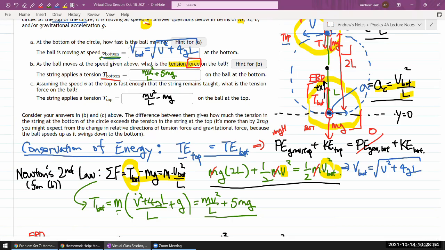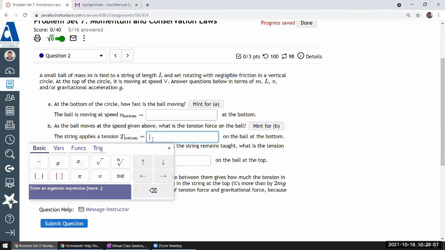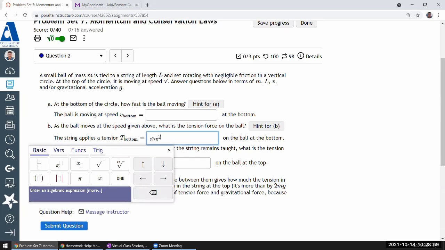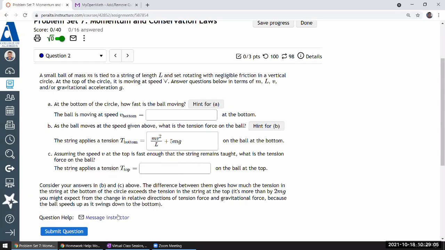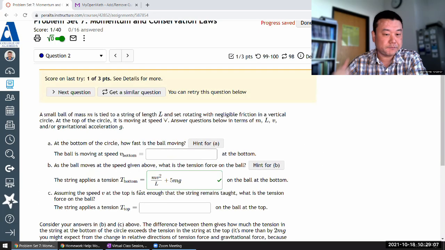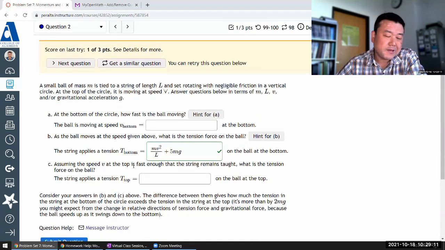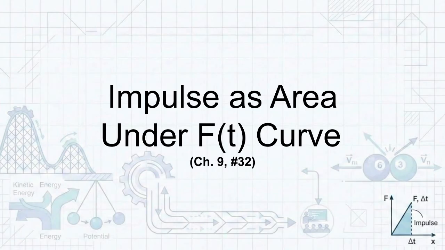So mv squared over L plus 5 mg. Mv squared over L plus 5 mg. Yep, good. Okay, so that's the question. Wow, that took a while. It's a multi-step question. It does take a while.